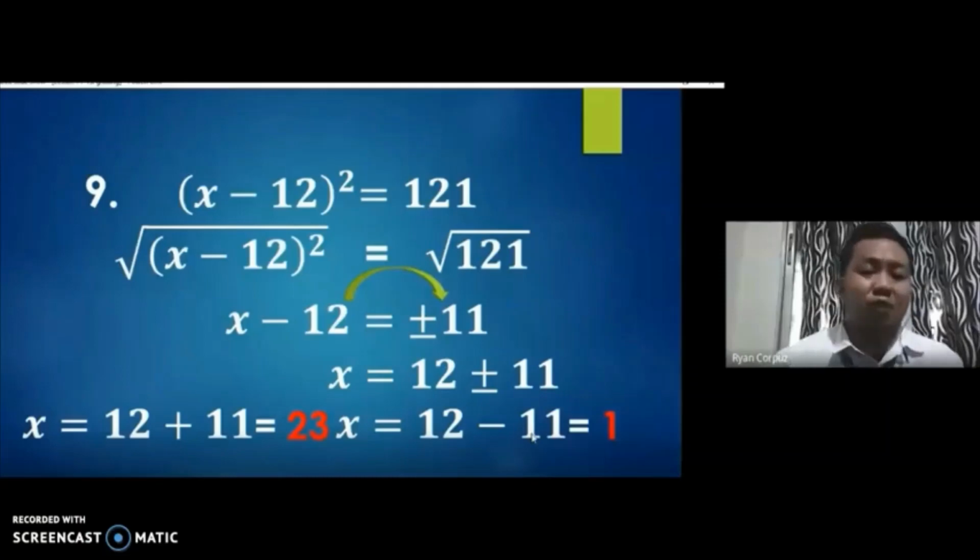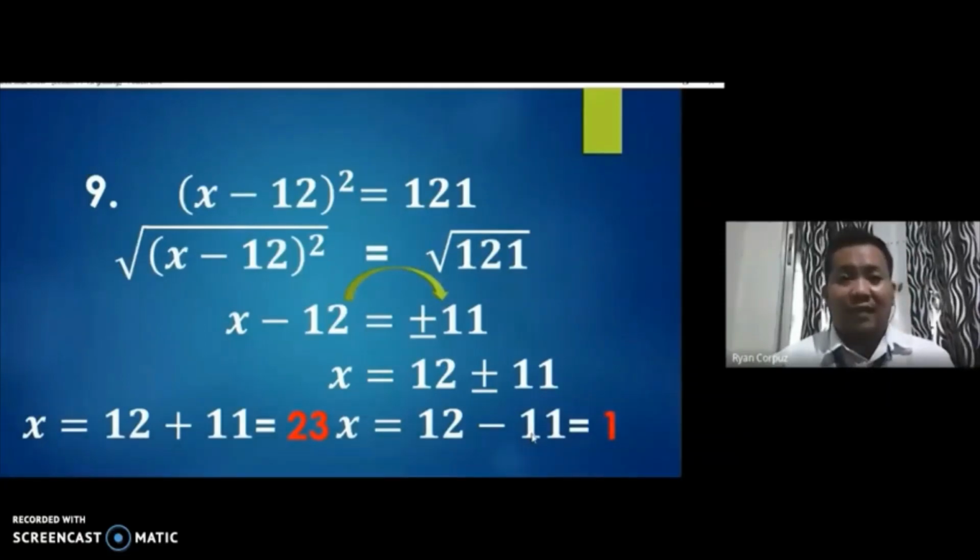So that's how we solve a quadratic equation by using extracting the roots.